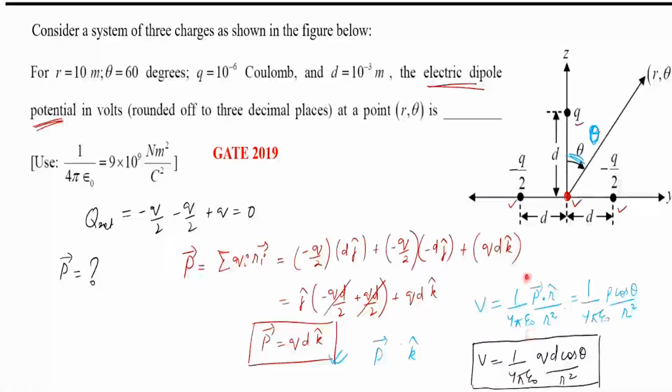This is the general formula, right? But for this case, we can write it like this. This is more general.